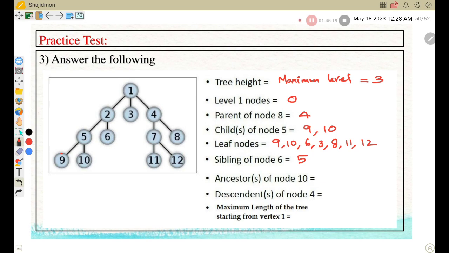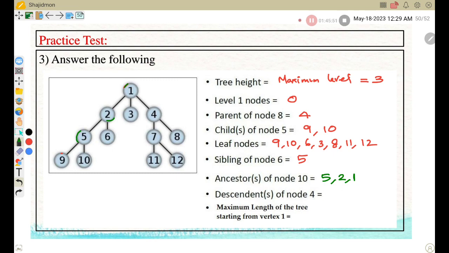Ancestor of node 10. 10 is this one. So what is the ancestor of this one? Ancestor means starting from the root vertex, draw a path like this, like this, like this. What are the vertices coming in that path? That is the answer. So what are the vertices? 5, 2 and 1 including the root. Okay. So 5, 2 and 1 are the ancestors of the vertex 10. Now what is the next one?